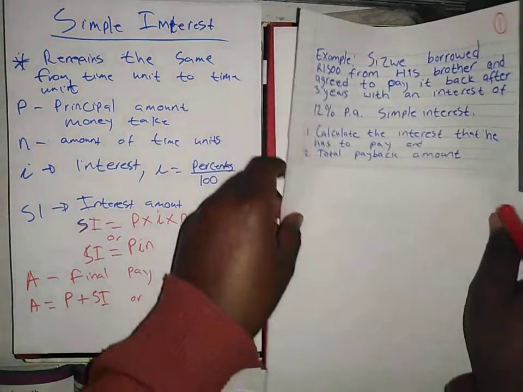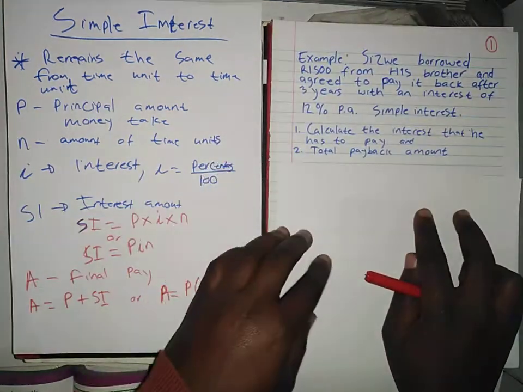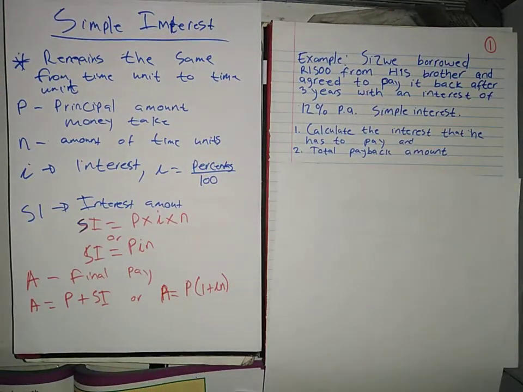Let us look at the first example. Sizwe borrowed 15,000 rand from his brother and agreed to pay it back after 3 years with an interest of 12% per annum, simple interest. Now calculate the interest that he has to pay and the total payback amount.